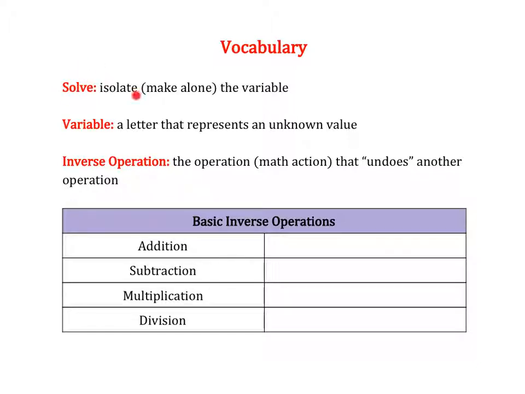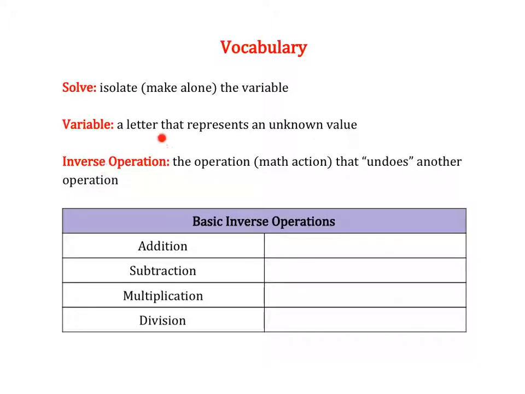Solve in math means to isolate the variable, meaning that it should be completely alone. So if there are some other numbers on the same side of your equation, we need to move them so it's completely isolated. A variable, which you see right here, is a letter that represents an unknown value. Usually we'll see X, Y, or Z, but it can really be any letter.